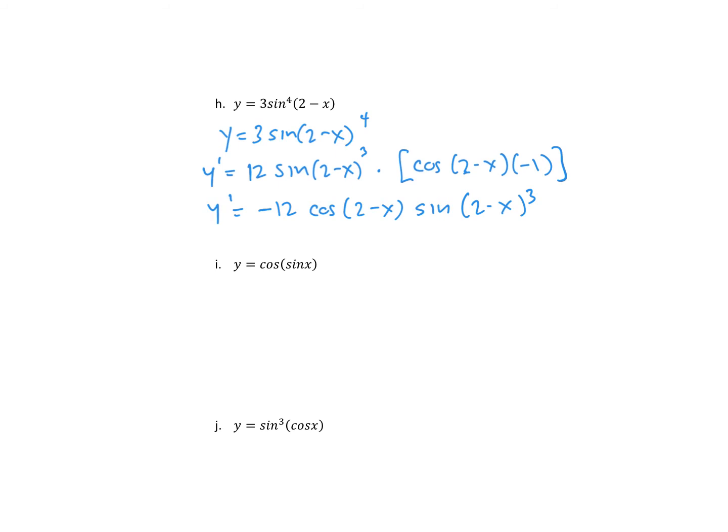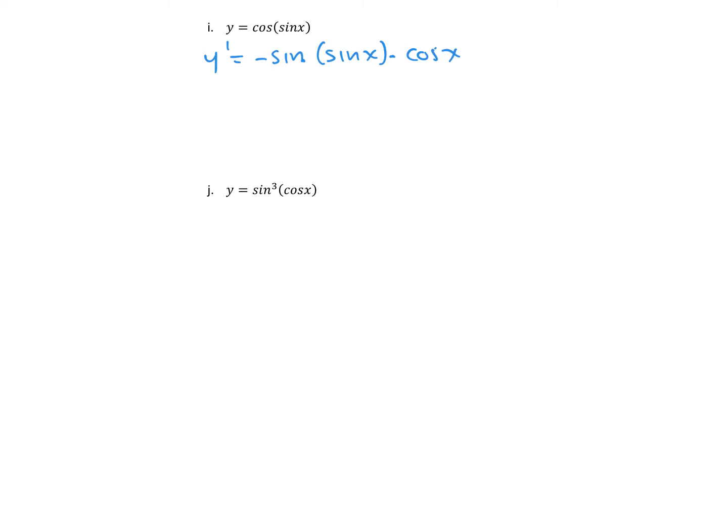Okay, cosine sine x. This is not multiplication. This is a composite function. So cosine x, where the value of x is sine x. So don't mistake this for a product rule. So we'll take the derivative of cosine, which is minus sine. The inside function stays the same, and then we take the derivative of the inside, which is cosine x. So just be careful of that one. It's not a product, it's a composite function.